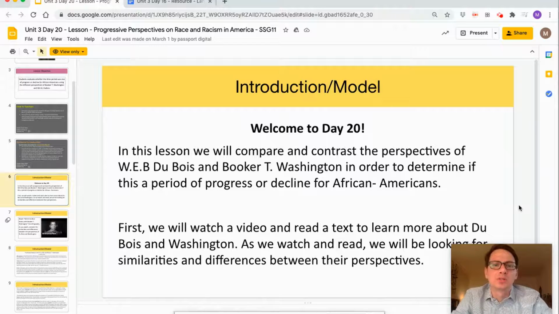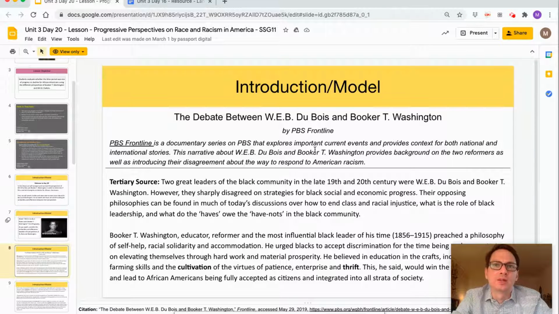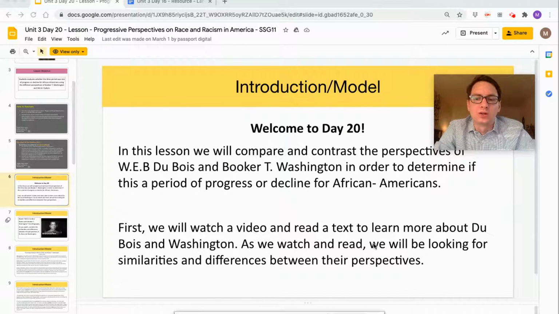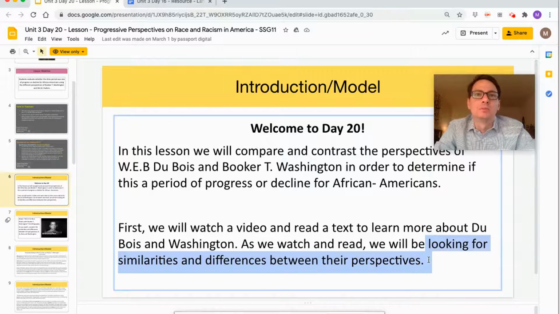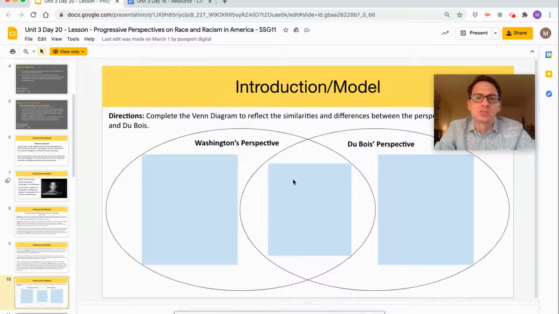When we get to the introduction and model section, which we can see right here, this part contains a brief video from the biography channel and a tertiary text from Frontline. Before beginning either of these, I would go back to this slide and remind the students that they should really be looking for the similarities and differences between both men's perspectives. They are then going to complete this Venn diagram. Like it mentions in the teacher-facing guidance instruction slide, students can complete it either independently, in small groups, or even as a whole class.